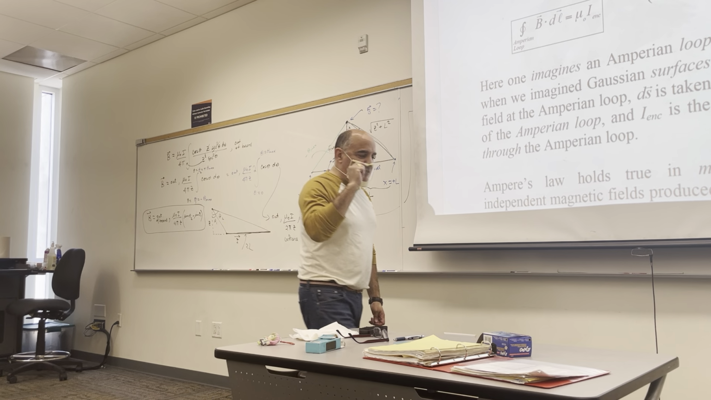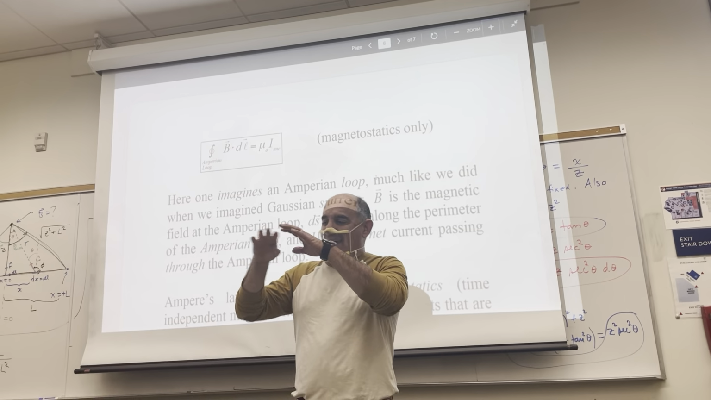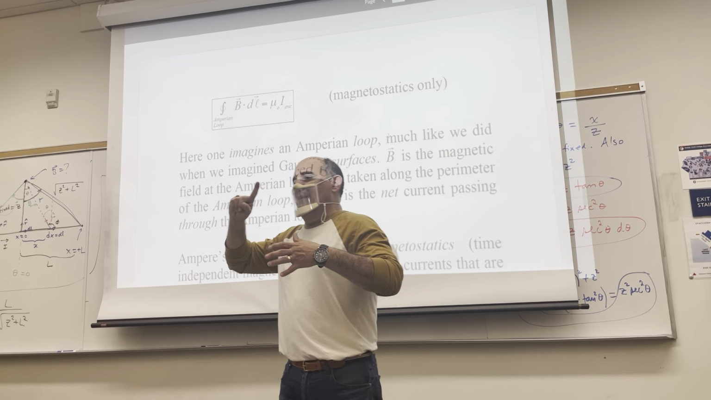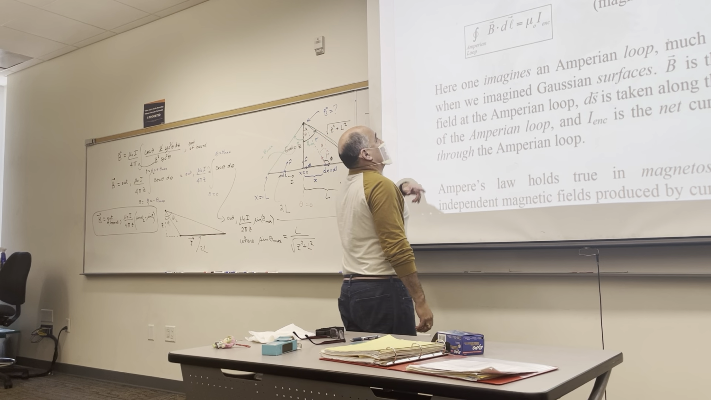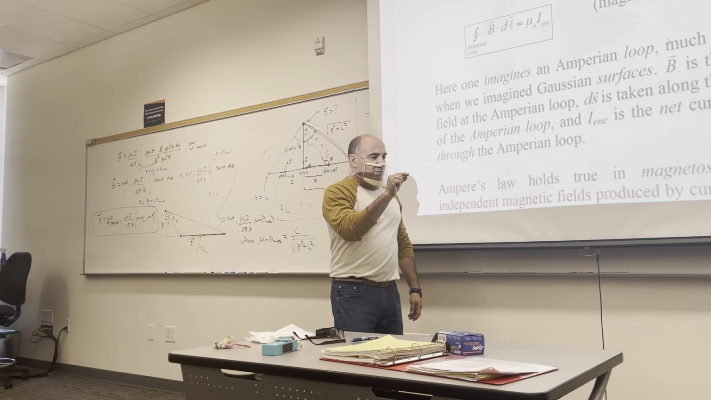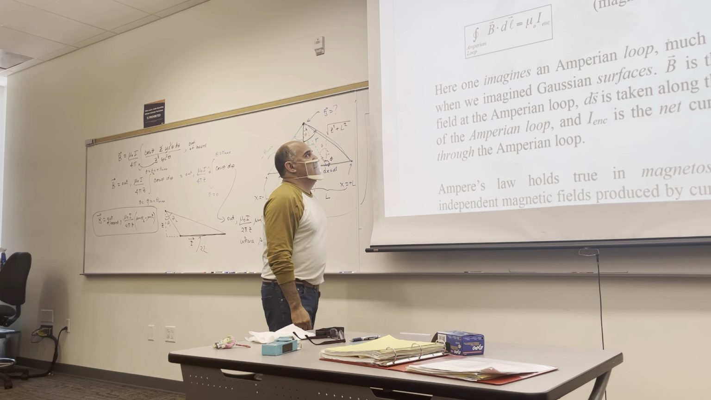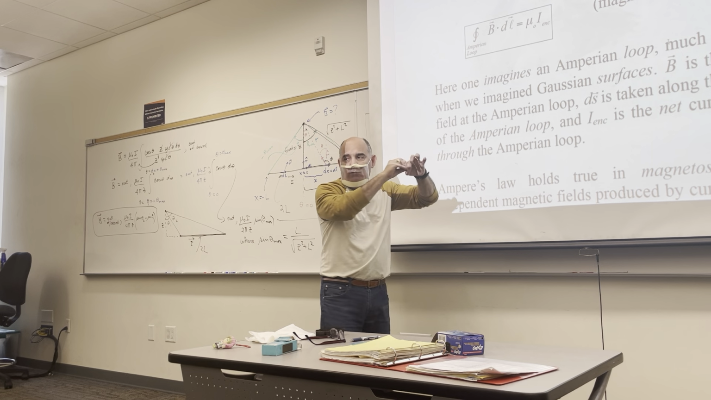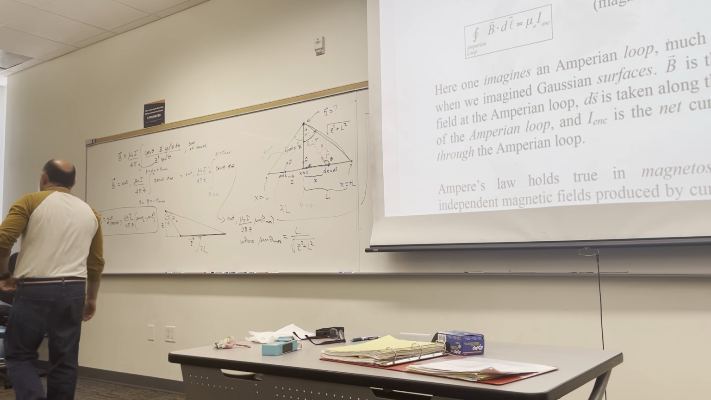Just like in Gauss's law, we had the electric field at the Gaussian surface dotted, the dot product, with the area vector of the Gaussian surface. Now we consider the dot product between the magnetic field at the Amperian loop, dotted with an infinitesimal length along the Amperian loop. And that integral is related to the total current that is enclosed, that goes through the loop that we imagine.